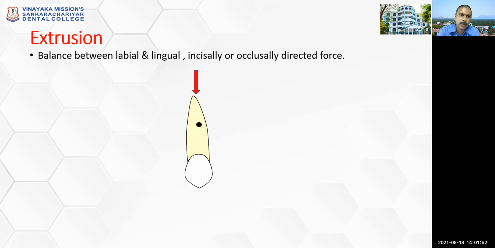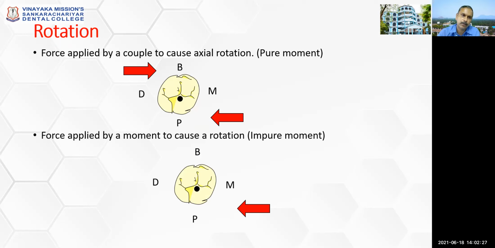Now, opposite of intrusion is extrusion. Balance between labial and the lingual, as I mentioned last time. That is why, because the center of resistance is in between the labial and the lingual portion of the root. Incisally or occlusally directed force. Like last time I mentioned, gingivally directed for intrusion, incisally or occlusally directed force for extrusion. Arrow mark moving towards incisal or occlusal.